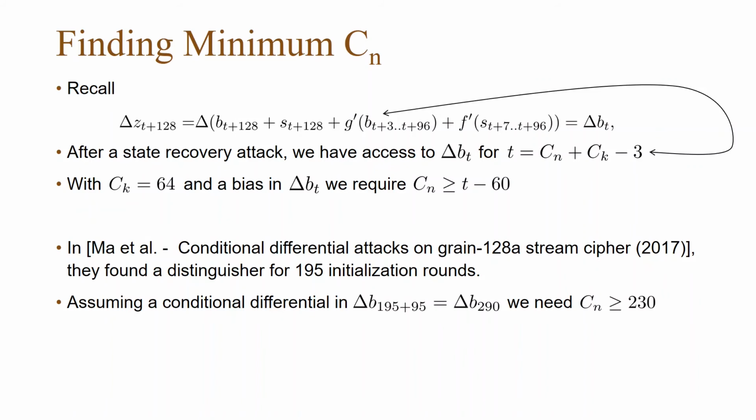In a paper by Ma et al., they looked at differential attacks on the related cipher Grain-128A, and they found a distinguisher for 195 initialization rounds. If we use a rough approximation here, we can assume that there is a conditional differential in delta B_{195+95} in this case, which equals delta B_290. Assuming this means that we will need Cn to be larger than or equal to 230.